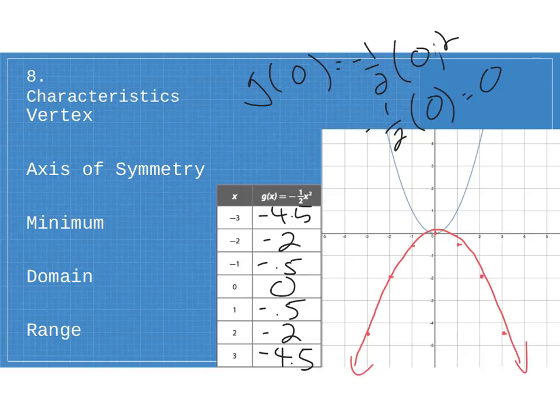We get that graph. Not perfect on applying those points, but you guys see that our vertex is at 0, 0. Axis of symmetry is at x equals 0. Again, we have a maximum at y equals 0. Our domain will go from -infinity to +infinity, and our range goes from -infinity to 0.